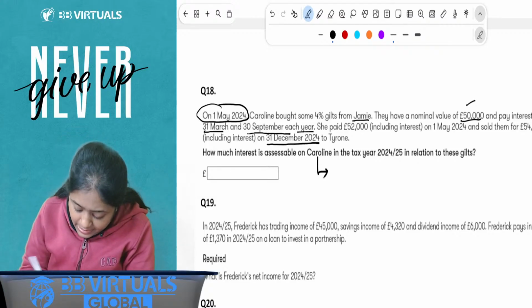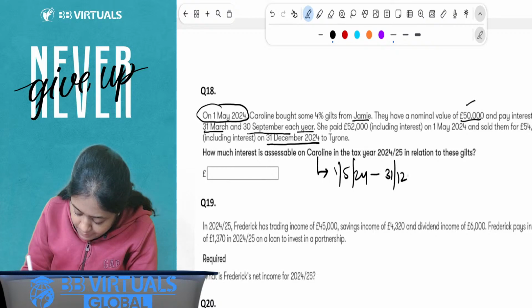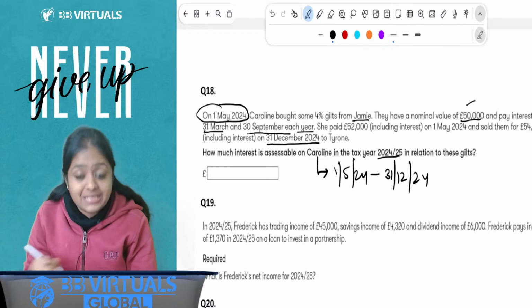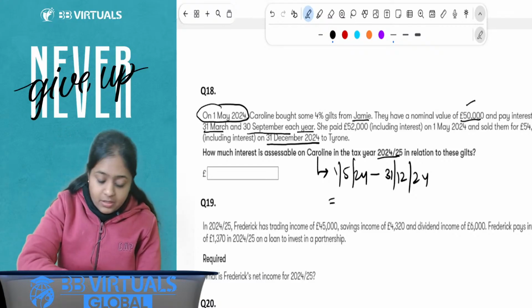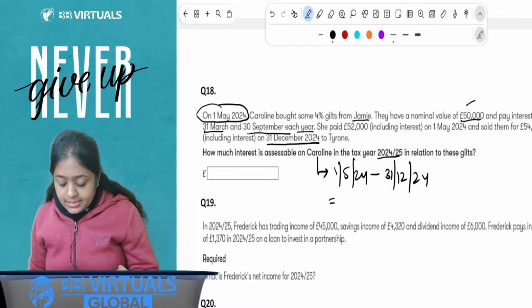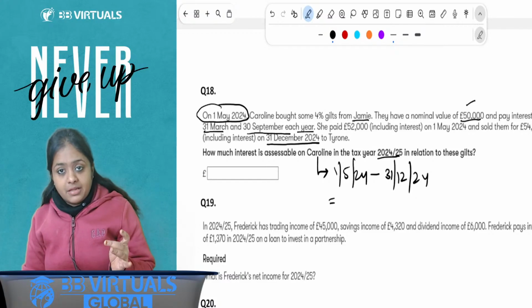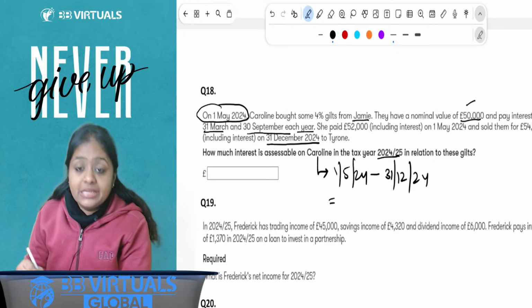So Caroline held it for which period? Please mention it. From 1st May 24 to 31st December 24. Is this falling in the tax year 24-25? Yes. So we will put it to tax. How many months? May, June, July, August, September, October, November, December. 8 months are going to be here, right? So we will take 8 months.